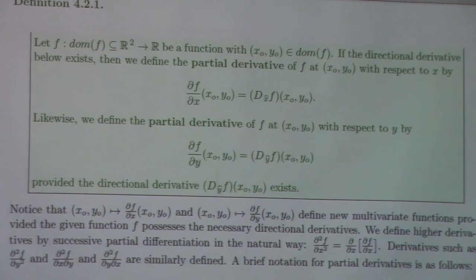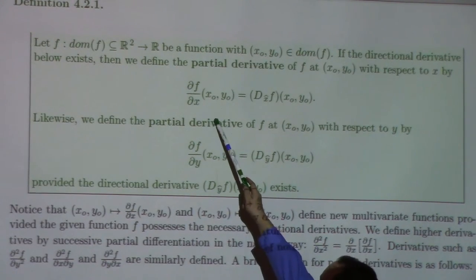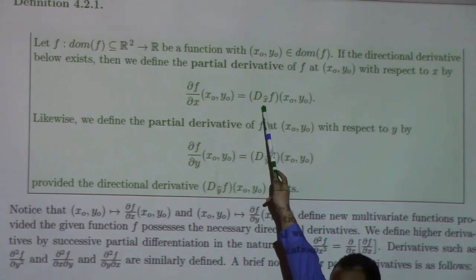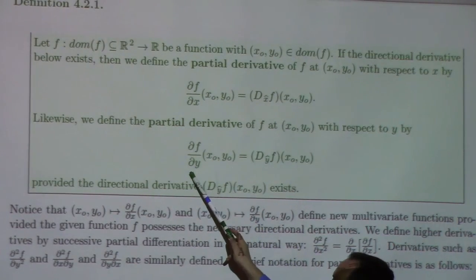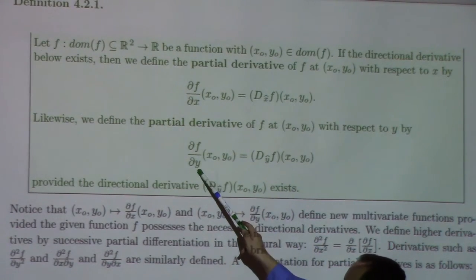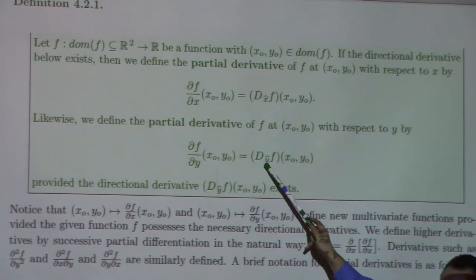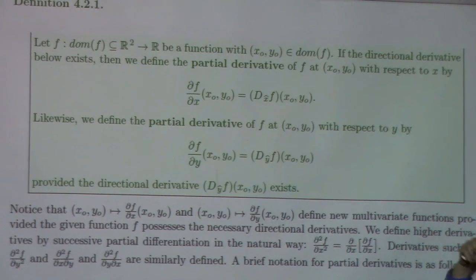So the definition then is the partial derivative of f with respect to x is the directional derivative in the x hat direction. The partial derivative of f with respect to y is the directional derivative in the y hat direction at the point. All right, provided they exist, of course.